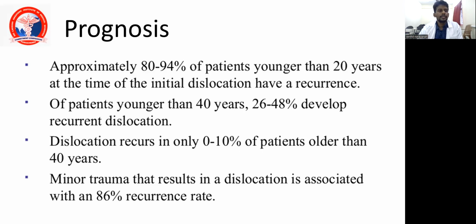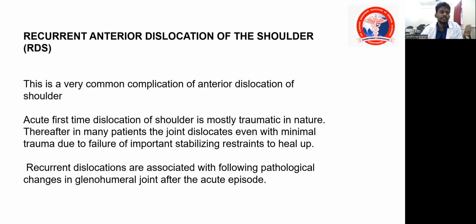Coming to the prognosis, approximately 80 to 94% of patients younger than 20 years at the time of initial dislocation have a recurrence. Of patients younger than 40 years, 26 to 48% develop recurrent dislocation. Dislocation recurs in only 0 to 10% of patients older than 40 years. Minor trauma that results in a dislocation is associated with an 86% recurrence rate.